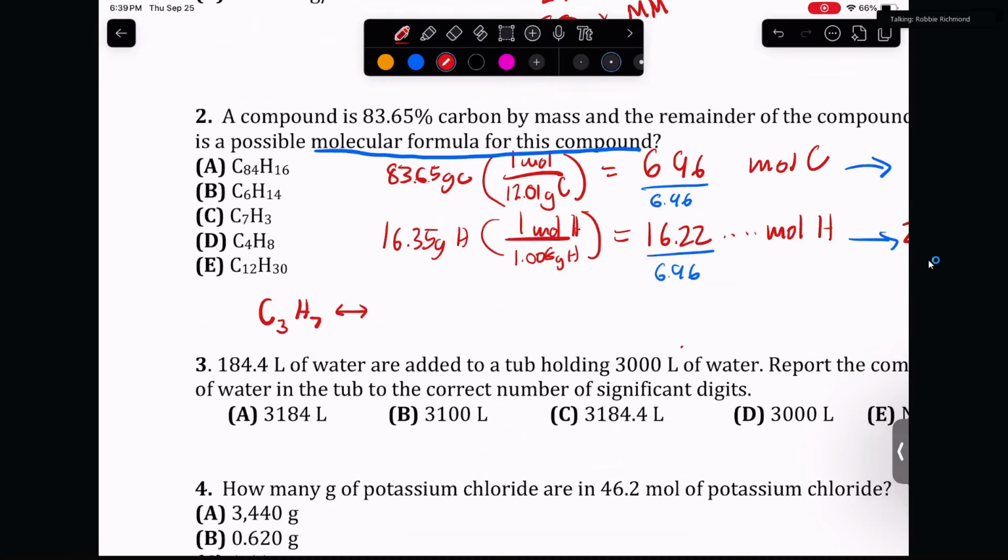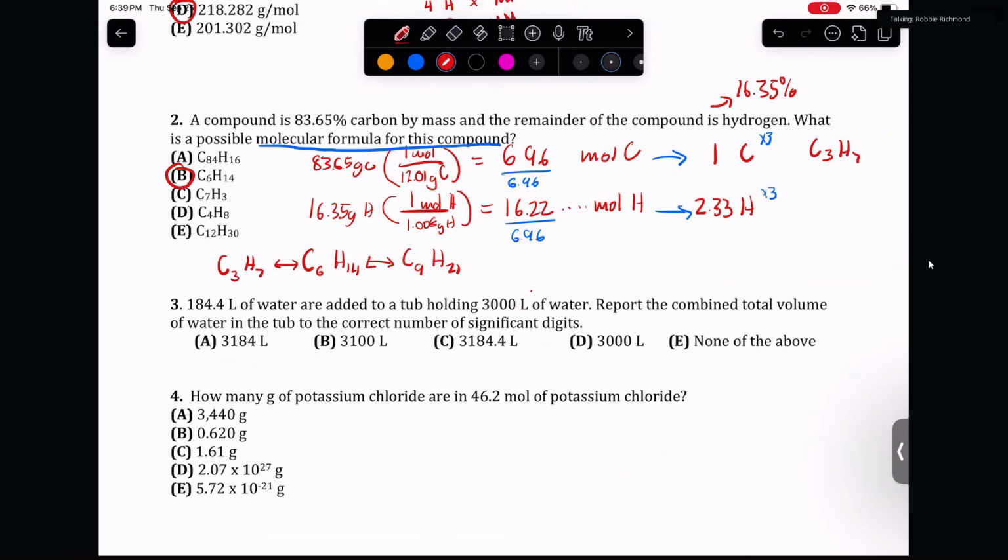So our next step would be 6 carbons and 14 hydrogens, and then going even more than that. I doubt that we will need to do that. That would be 21. Okay. And I see answer choice B, 6 carbons, 14 hydrogens. That would be a possible molecular formula for this compound. Alrighty. That is the proven way to solve this.